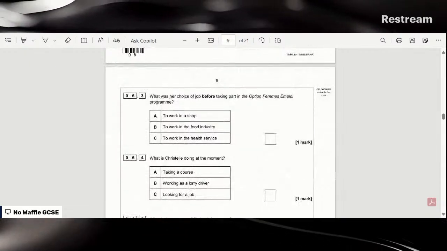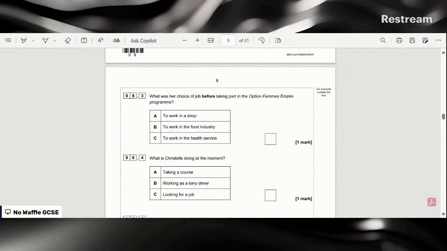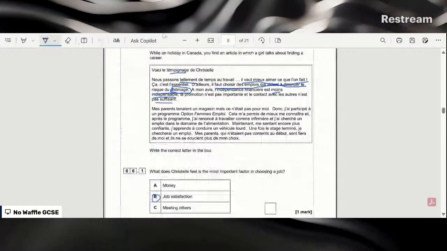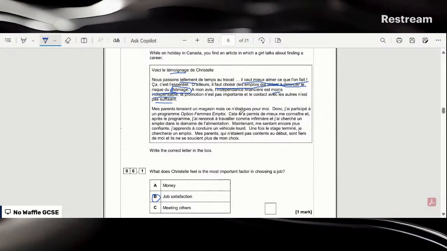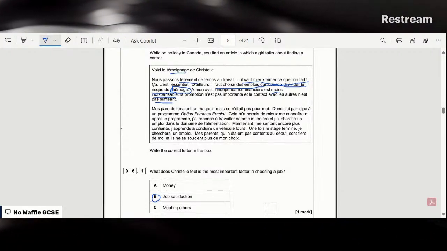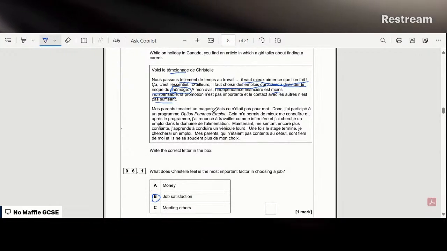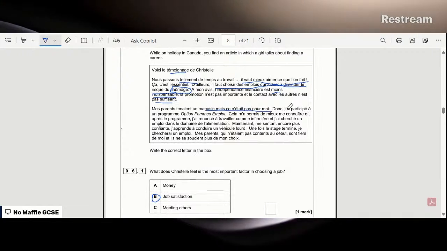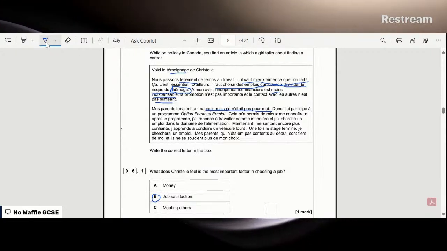Next, what was her choice of job before taking part in the Option Femmes Emploi program? So, mes parents tenaient un magasin. Now, what does tenaient mean? What does that verb mean? Tenaient means holding. So, my parents were holding a shop, but it wasn't for me. So, they used to have a shop, but it wasn't for me. Donc, so, j'ai participé à un programme. So, I participated in a program, Option Femmes Emploi.